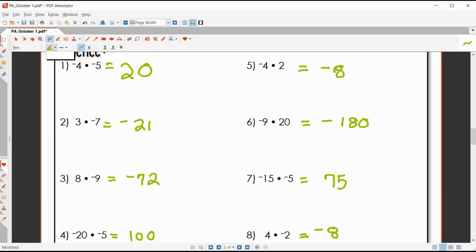So let me show you a little trick I do to kind of help me remember the rules. So we'll choose a new color. I'll work over here in the middle. I make a tic-tac-toe board. The one thing you need to remember in all of this is that a positive times a positive equals a positive. So in my tic-tac-toe board, on the diagonal, I will put plus signs. And in all of the other spaces, I will put negative signs.